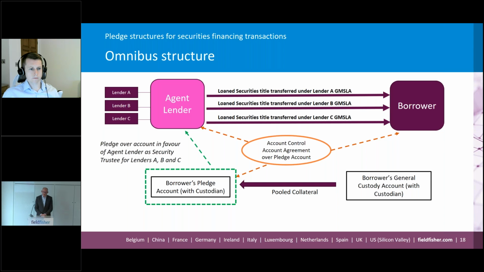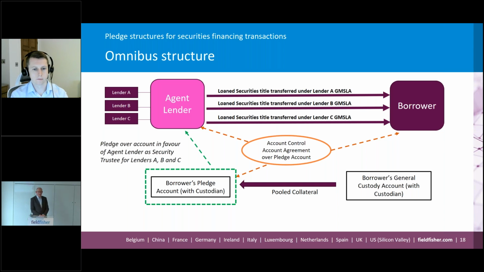In terms of the documentation, although the ISLA Pledge GMSLA standard documentation does contain provisions for agent lending, and for there being an agent lending structure under pledge, the standard documentation is only structured on the basis of there being an individual separate pledge account for each lender, which obviously leads you back to the same problem that you can't plug a shortfall with an excess in another account. So if you are looking to implement the structure, then you need to draft the provisions yourself. That would include both the omnibus account mechanism provisions, and you'd also need to include the security trustee provisions in order to have that mechanism for the allocation of any proceeds of realization between the lenders.